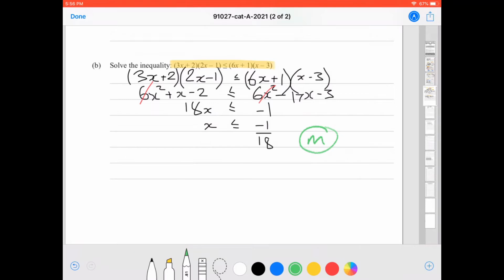Achieved, expand either quadratic expression. So just our first step, we expanded both at once. So this step here gets you the achieved.